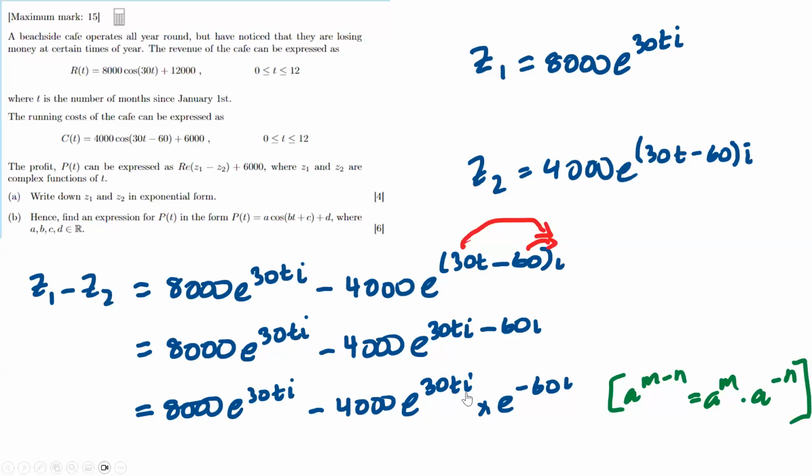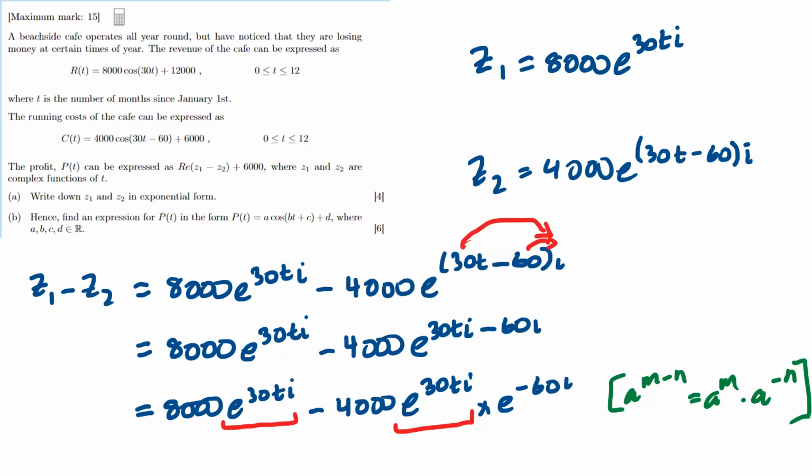e to the power of 30ti times e to the power of negative 60i is the same as e to the power of 30ti minus 60i. Why is that useful? That is useful because now we've actually got a common factor between our two terms. So just noting I'm underlining this here and this here, both of the terms have a common factor of e to the power of 30ti.